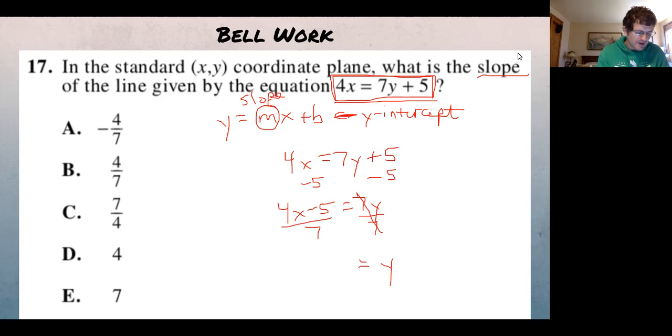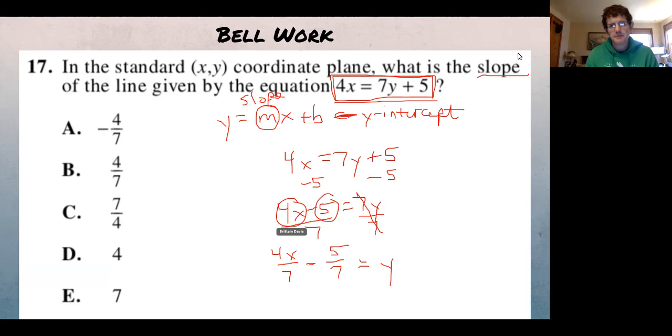Now, what I can do is actually split this up. I can have this split up into 4x divided by 7 minus 5 divided by 7. If you have numerators, you can split that up, and each one of them will take on the same denominator. But if the denominator has something in it and only one numerator, you kind of have to leave it that way. So it might be some fraction stuff for you to go back and review. If you have questions about it, we can talk about it more.